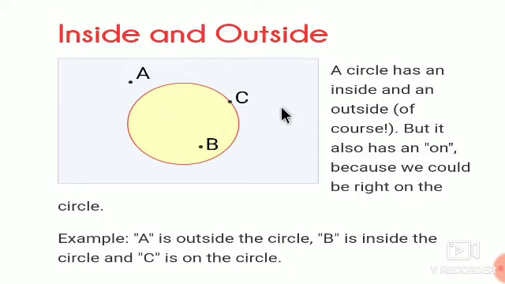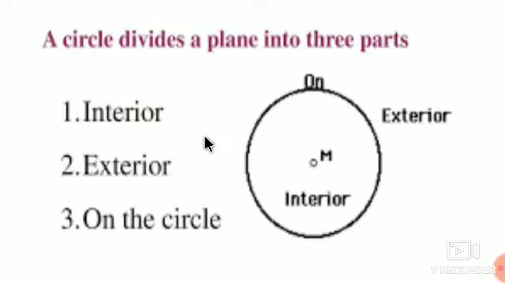Inside and outside of the circle. Here the point B is inside of the circle. This point A is outside of the circle and the point C is on the circle. So we can say a circle divides a plane into 3 parts: interior part, exterior part and on the circle.